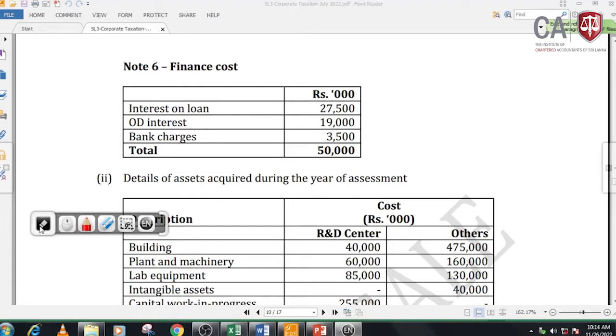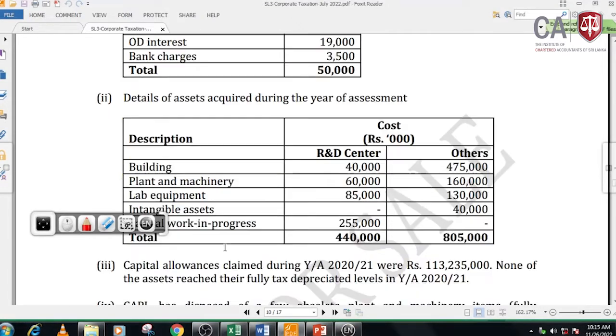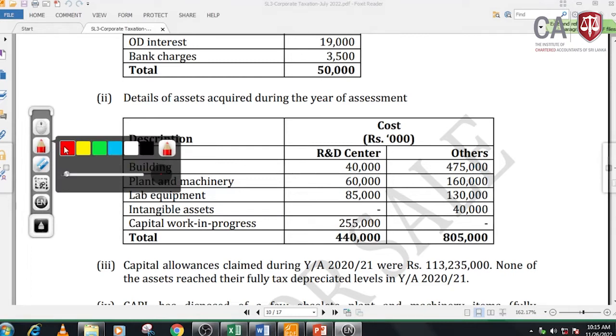Details of assets acquired during the year. Then the cost is given, R&D center separately, other separately. Now again, if depreciable assets were taken into the research process, that means the expenditure qualified under section 15, then for this one also, without providing the capital allowance, you can go with the application of the double deduction.